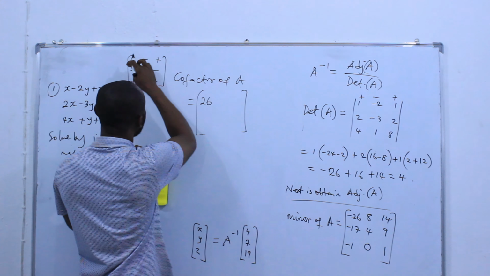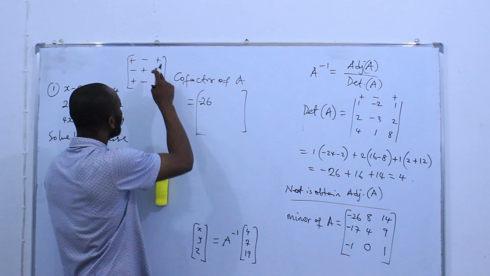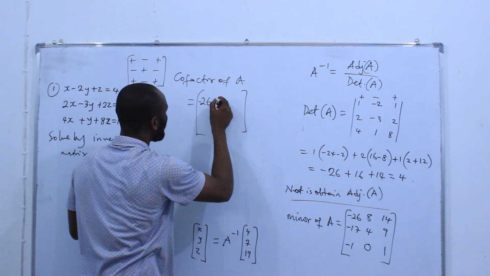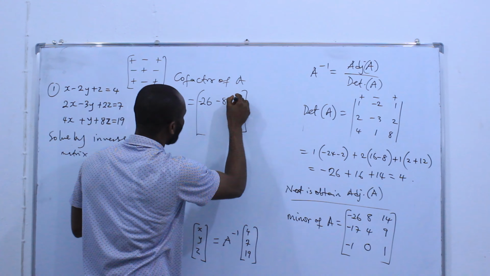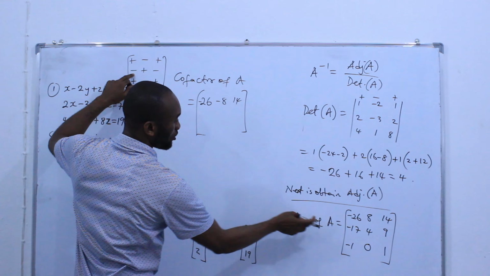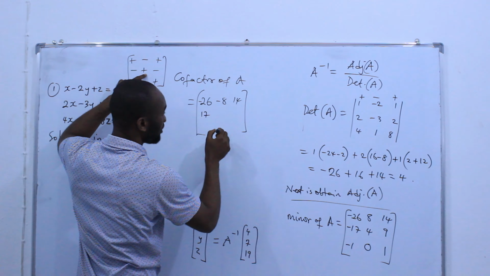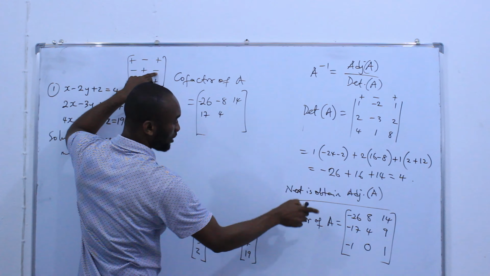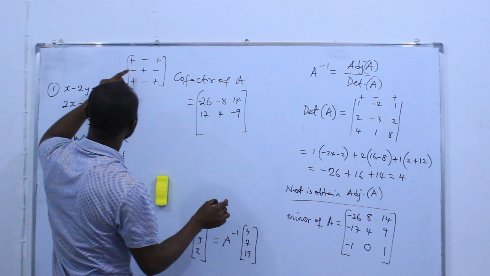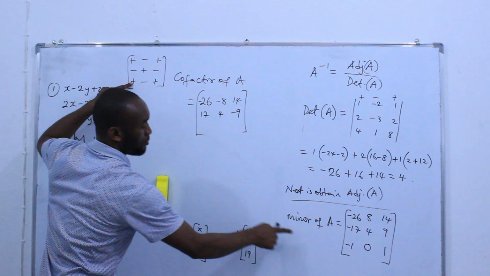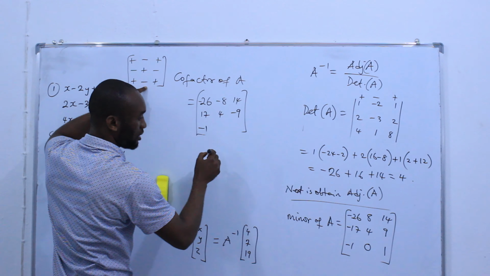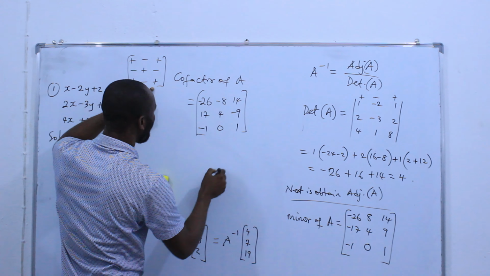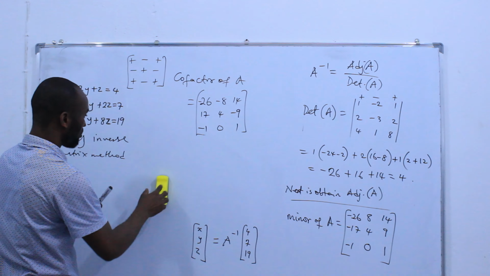Sorry, minus plus minus is minus, so minus 26. Minus plus is minus 8. You have plus 14. Then minus minus 17 is 17. You have 4. Minus 9. And then plus minus 1 is minus 1. You have 0 and you have 1. So this is the cofactor matrix.